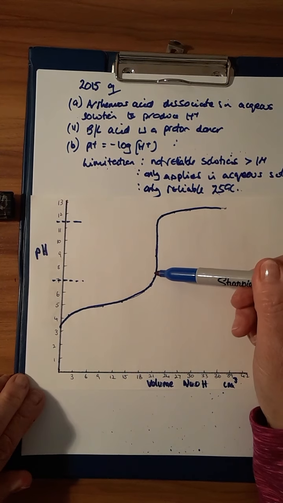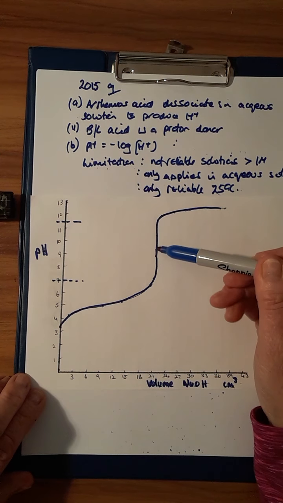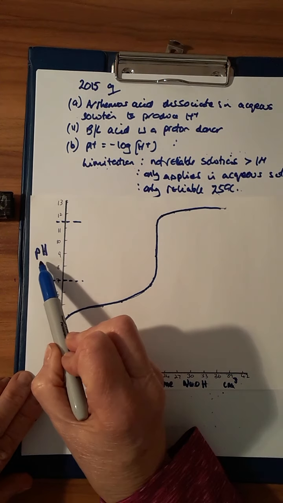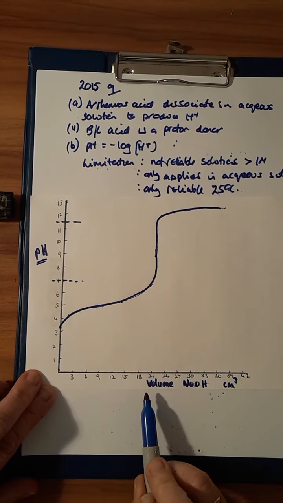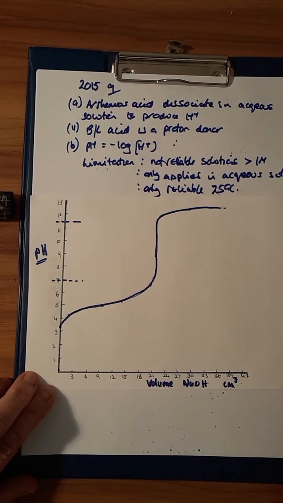Be very, very careful when you're plotting the vertical part. They gave you a lot of points to plot at the end point, so be really, really careful there. Label your axes: pH for the y-axis and the volume of NaOH in centimetres cubed for the x-axis. So that's the first part, you graph that titration.